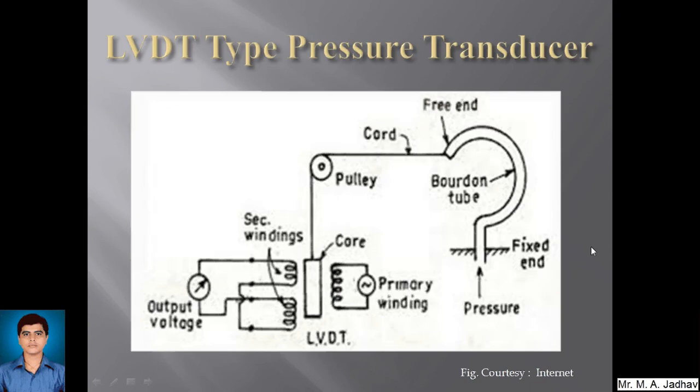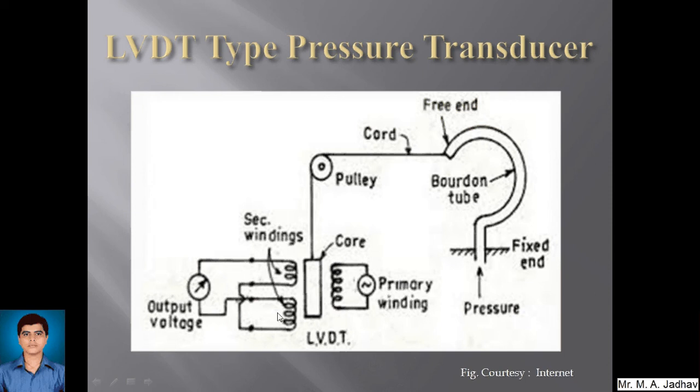Okay, so again in the pressure transducer, what is used here is a Bourdon tube pressure gauge. The displacement which was shown earlier with mechanical components is here shown only with the LVDT. In the LVDT type pressure transducer, this is the Bourdon tube, and we are going to apply the pressure here. This is the fixed end of the Bourdon tube, and this is the movable or free end, which is connected to the core of the LVDT. As we apply the pressure, this tube will try to become straight, and then this cord, which is connected to the core through a pulley, is going to get displaced, and the core will be moved in the upward direction.